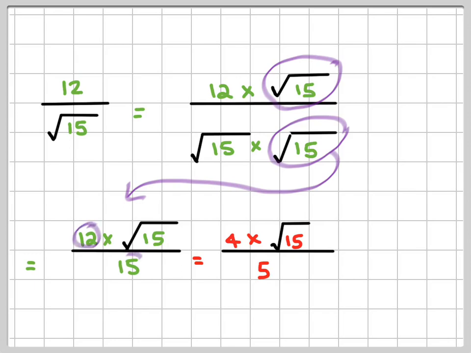But just look at this. We have 12 and we have 15 that share factors. So let's find the greatest common factor of 12 and 15, and that would be 3. So let's divide 12 by 3. It's going to end up with a 4. And let's divide 15 by 3, and we're going to end up with a 5. Right, so now we end up with an even more simplified fraction: 4 times the square root of 15 over 5. Please take notice that you should always reduce your fractions as low as you can get them.